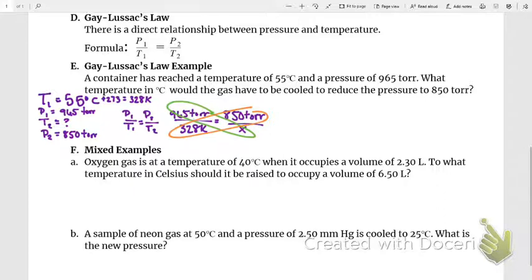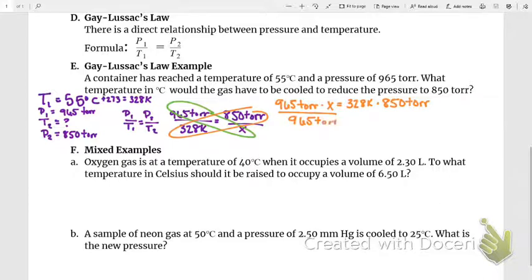So that means we're going to take 965 torr times X equals 328 Kelvin times 850 torr. Now, it does not matter which side these two end up, so these could have had the 965 and the X on the right-hand side, and the 328 and 850 on the left-hand side. Again, the math is the same, you're just moving something away from X. So we divide just like what we've seen to eliminate.